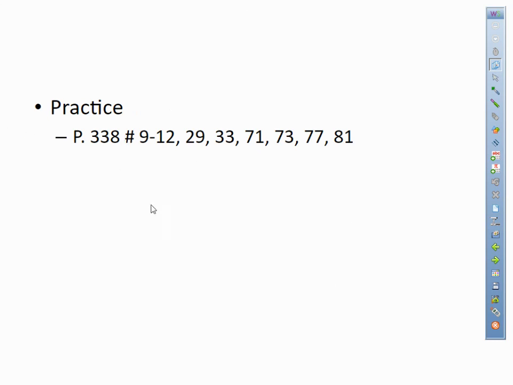Okay, so here are your assignments on page 338. The main thing you need to remember is that for reciprocal or mirror points, a function and its inverse, the tangent lines have reciprocal slopes.